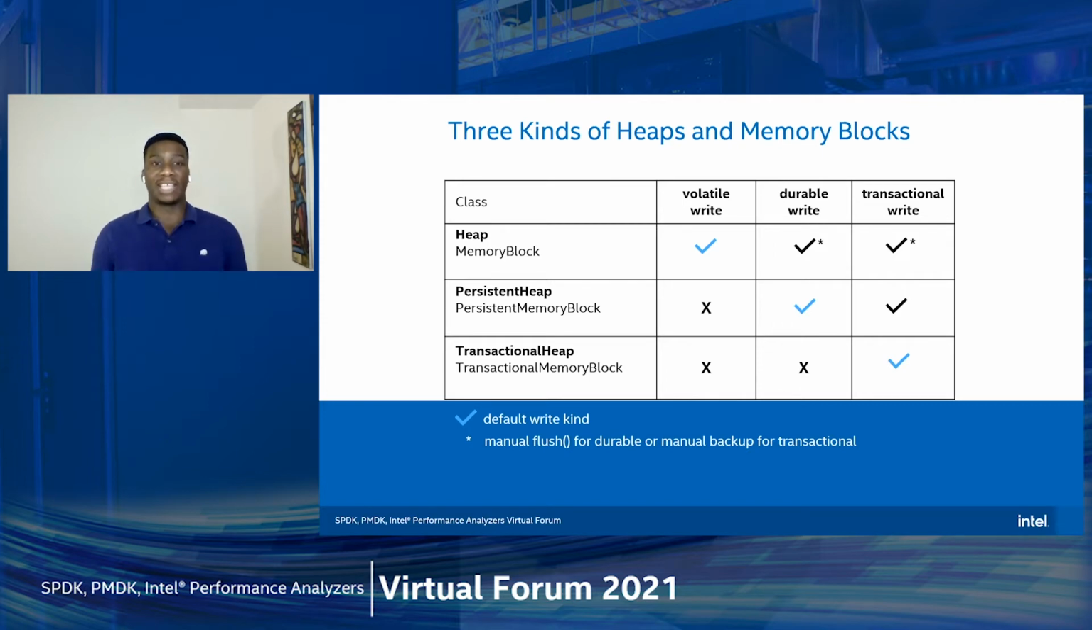Now, finally, a transactional heap. Volatile writes are not possible, durable writes are not possible. The default kind of writes are, like you guessed, transactional writes, where the writes are backed up, written, and then flushed. And so using a transactional heap, even if your application crashes, you have guaranteed data consistency. You cannot forget to flush or forget to back up your data. And again, all of these three heaps and memory blocks are available in LLPL.